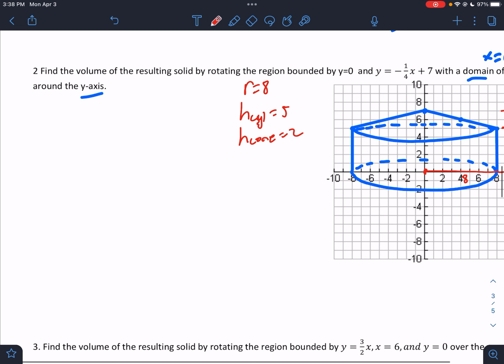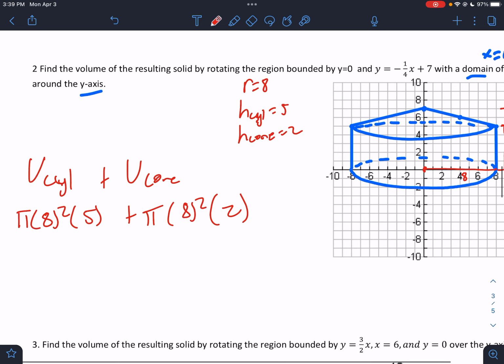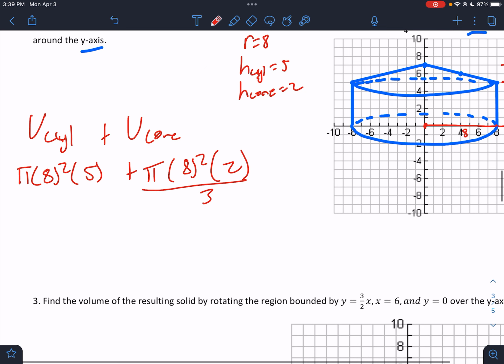So what's my plan? We're going to do the volume of the cylinder plus the volume of the cone. It's just cone plus cylinder here, guys. So that's going to be pi times the radius squared times the height for the cylinder plus pi times the radius squared times the height for the cone. Don't forget to divide by 3 for a cone. That's going to be 320 pi.